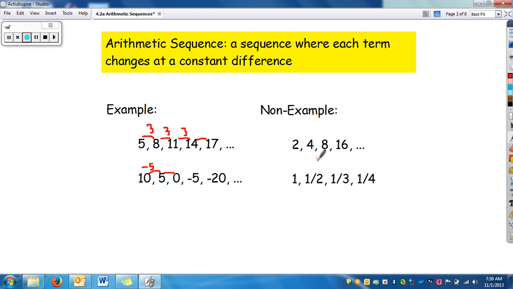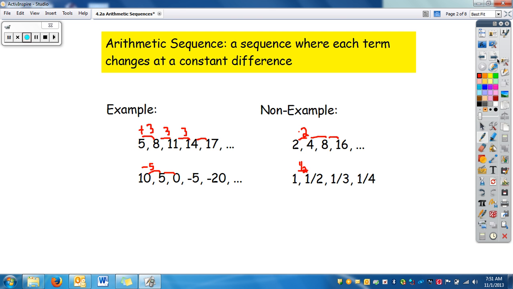These are examples of non-arithmetic sequences. If you notice here, it's going up, but it's not adding, it's multiplying by 2. So that's not arithmetic. They have to be adding or subtracting. And this one, it looks like it's going down by 1, but they're not the same difference between them. Like this is a half, and then this is 1/6, and so forth. So really it just goes up and down by the same amount.